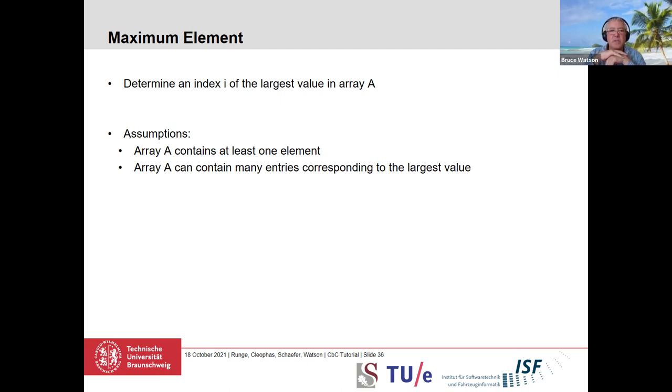There are a few assumptions that we can assume are given to us as part of the precondition. One of them is, of course, that the array A contains at least one element. That will make our lives a little bit easier. The other is that it may, as I said, contain many elements that correspond to that largest value, and we don't particularly care about finding the first one, the leftmost one, the rightmost one, or anything along those lines. Thanks, Tobias.